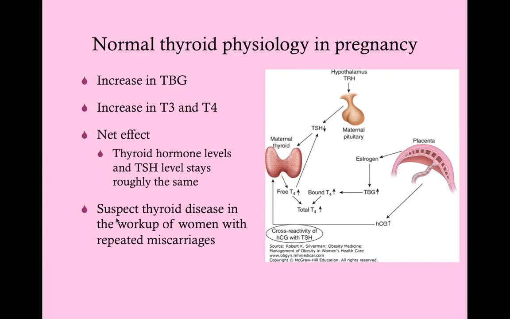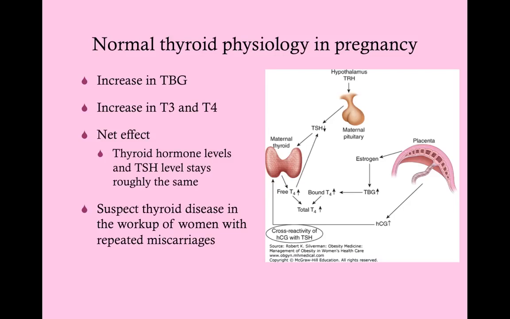Very important to suspect thyroid disease in the workup of women with repeated miscarriages. Hypothyroidism and hyperthyroidism both increase your risk of miscarriage. Also very important, just for an infertility workup, to suspect thyroid disease. Subclinical thyroid disease is a possible cause.